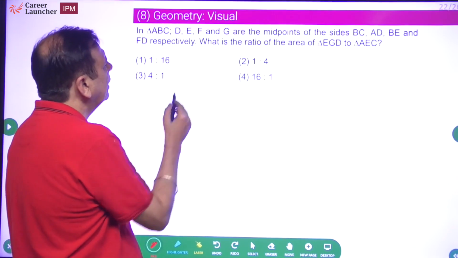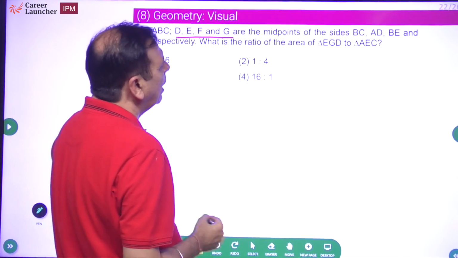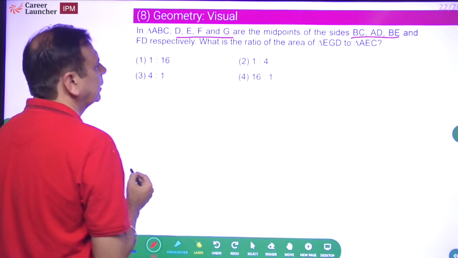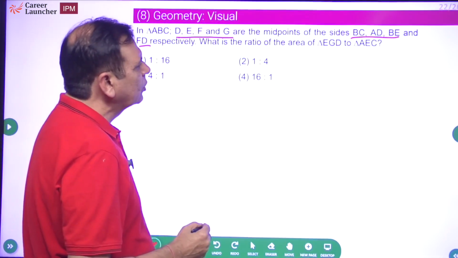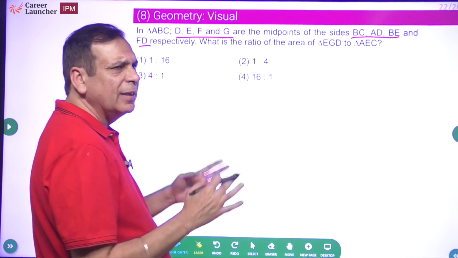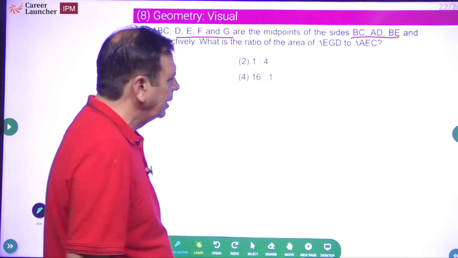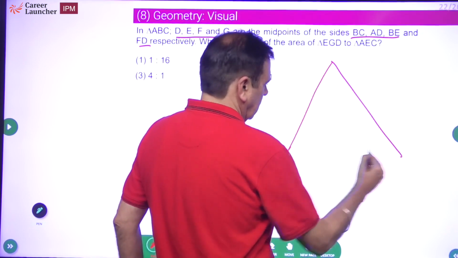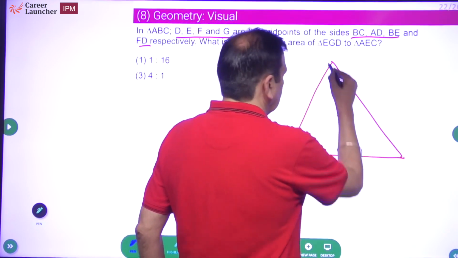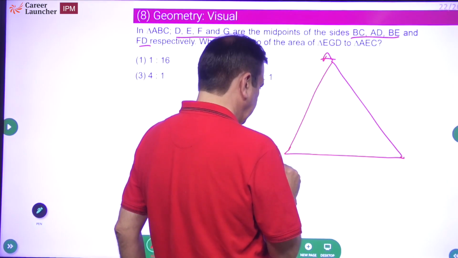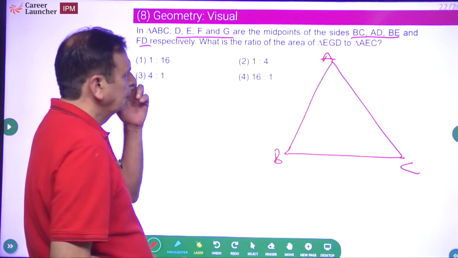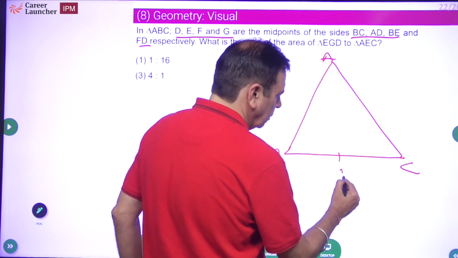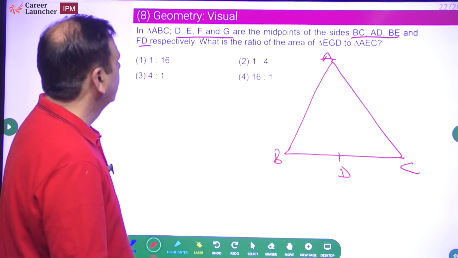In triangle ABC, D, E, F, G are the midpoints of BC, AD, BE and FD respectively. What is the ratio of area of triangle EGD to AEC? This is what you understood, right? Let's make a figure. We have some triangle ABC. Let's draw ABC. A, B, C. Right? D is the midpoint of BC.